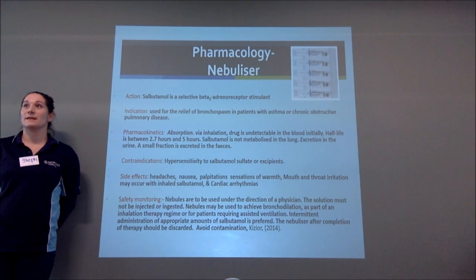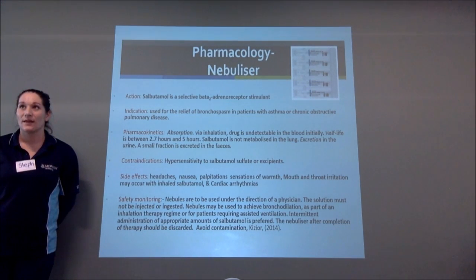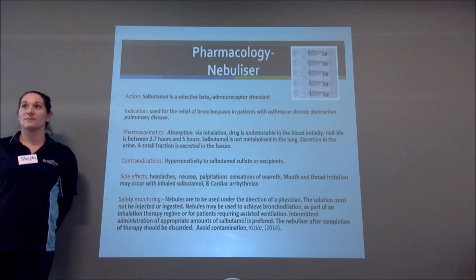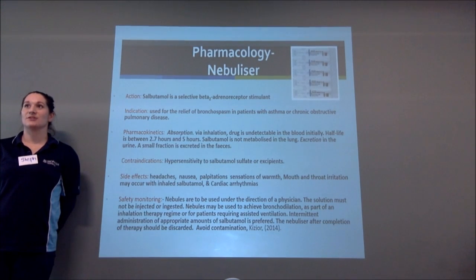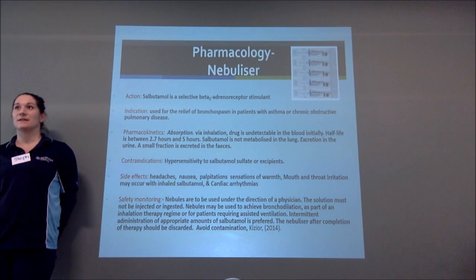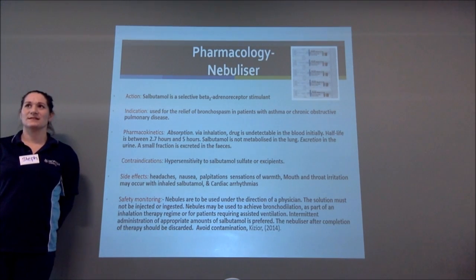It acts topically on bronchial smooth muscles, and initially the drug is undetectable in the blood. After 2 to 3 hours, low concentrations are seen. The half-life is between 2.7 hours and 5 hours. It's not metabolized in the lungs, but is converted to 4-sulfate ester in the liver. Following inhalation of salbutamol, most of the dose is recovered in the urine. A small fraction is excreted in the feces though.